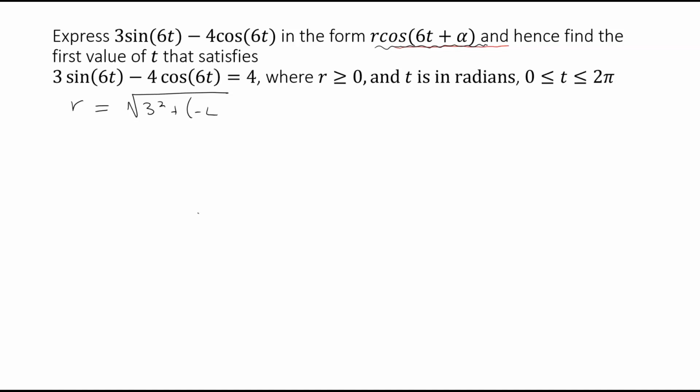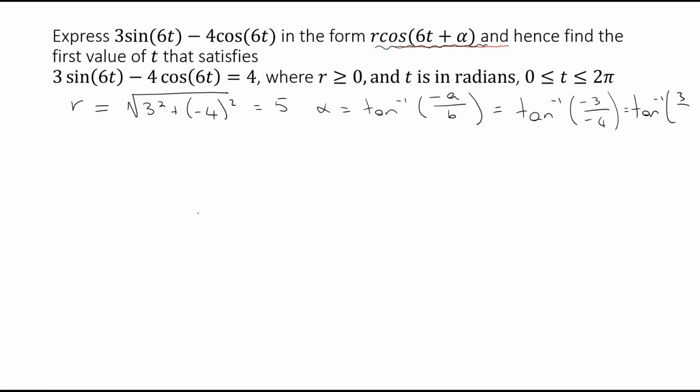being careful that you remember that negative 4 squared is positive, so the whole thing is 5. Alpha equals inverse tan of, now for cos something plus, it's negative a over b. In this case, it's tan inverse of negative 3 over negative 4, which makes it tan inverse of 3 over 4. Now, you just need to be careful.